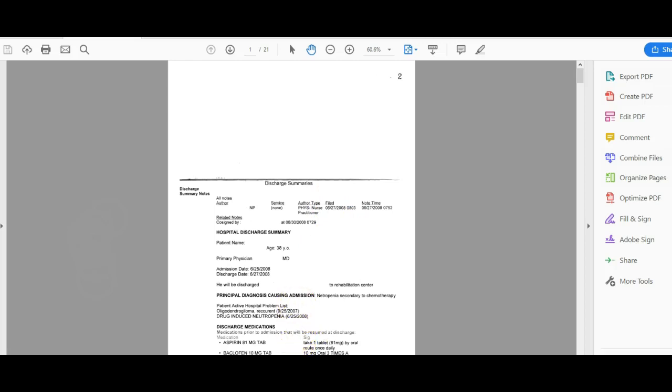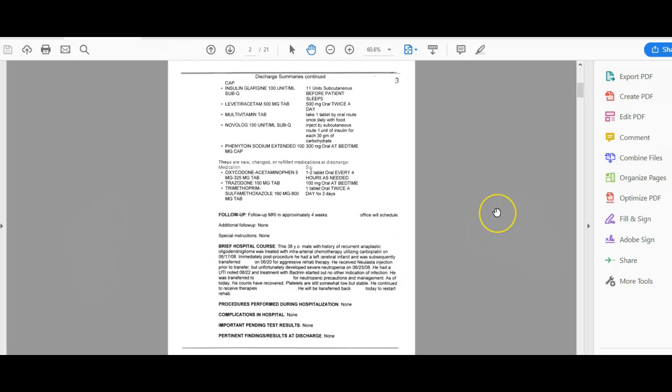So then the discharge medication, it's telling us what the patient's going home with. Page 3 has more discharge medications and then has new ones. Follow-up, he's coming back in 4 weeks, a brief hospital course.